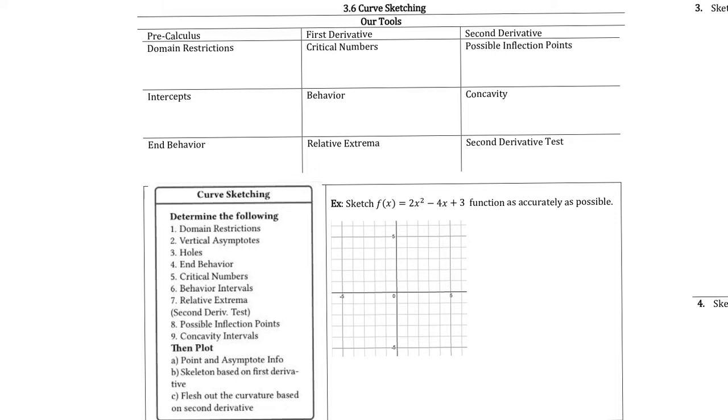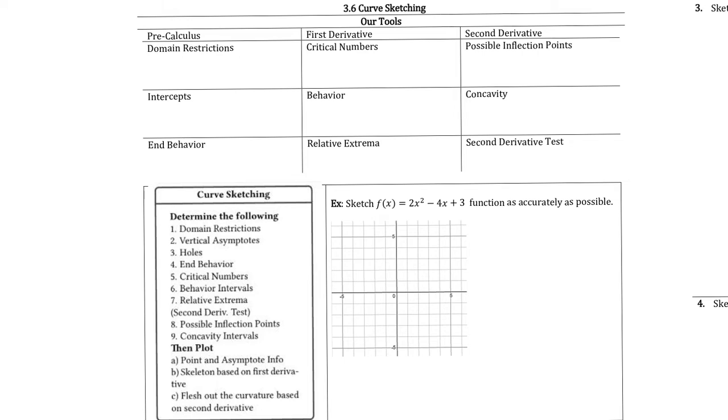So if you think about all the information that we get from those two derivatives, that gives us enough information to create a much more detailed graph than we were able to create in pre-calculus and classes before this class. So let's recap what we know based on the different derivatives and what we know from pre-calc that could help us sketch out a really detailed curve sketch based on a function.